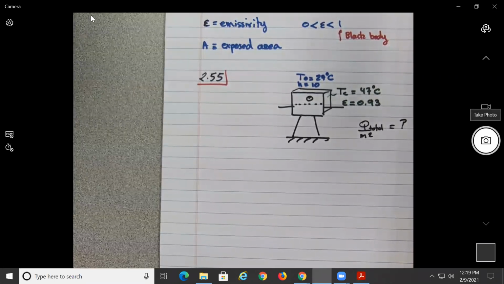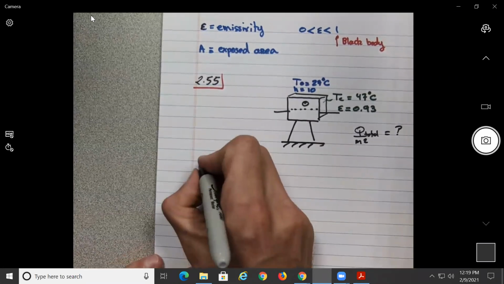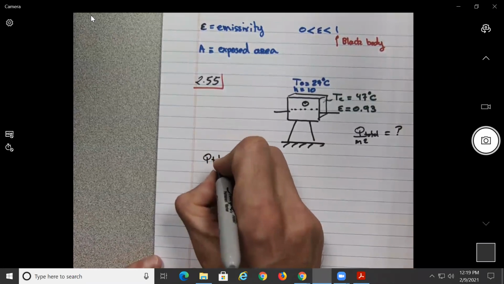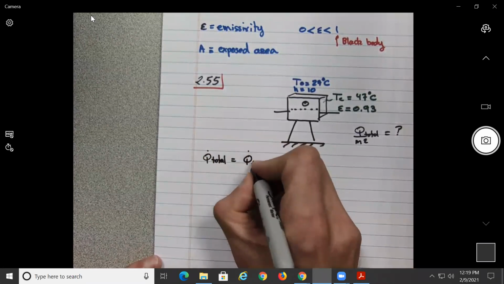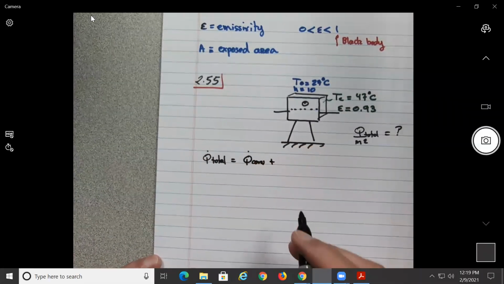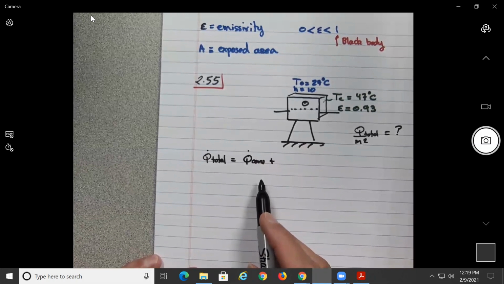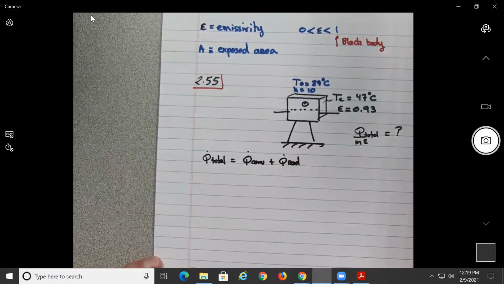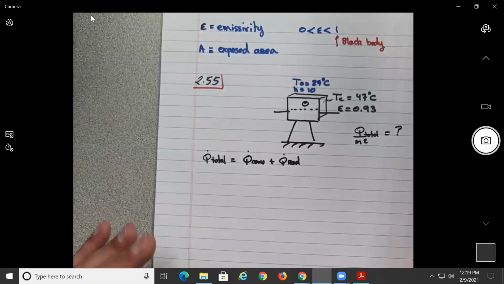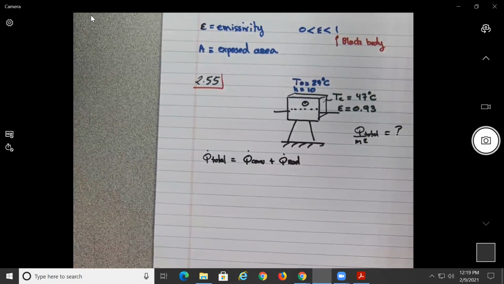So over here, we have to deal with two different heat transfer modes, convection and radiation. So the total heat transfer will be equal to what? All the heat that you lose by convection plus all the heat that you lose by radiation. Okay? So now, all we need to do is know the equation.